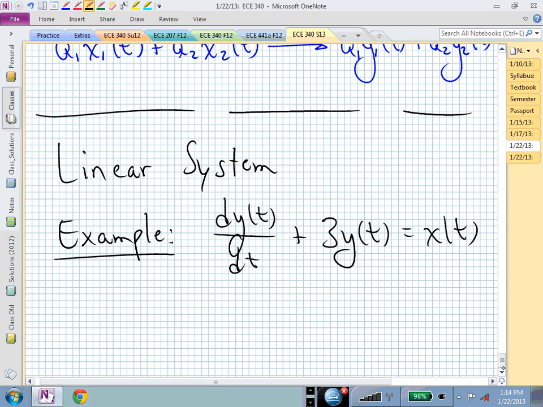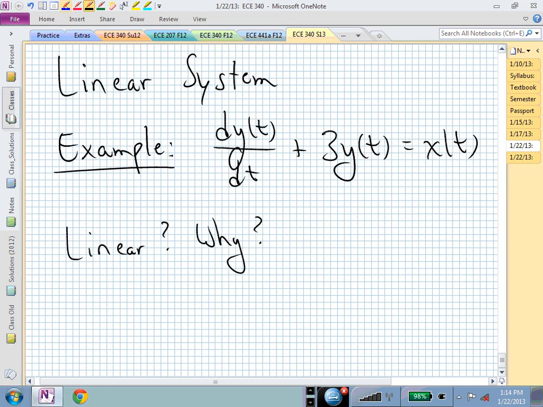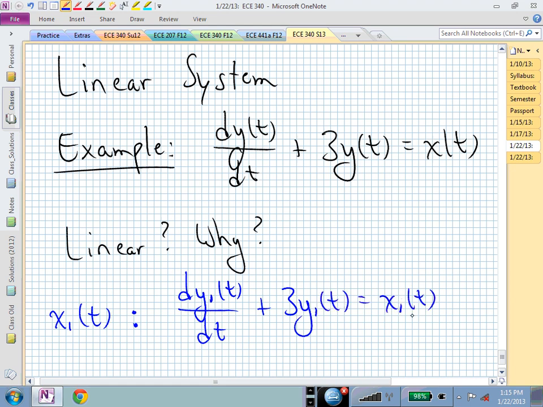Why is this linear? Suppose that I now insert an input x sub 1 of t. Without solving anything, I'm just going to define the output to be y sub 1 of t. If it's the output of that system, then it has to be governed by that governing differential equation. That's what results when I hit the system with a signal x sub 1.